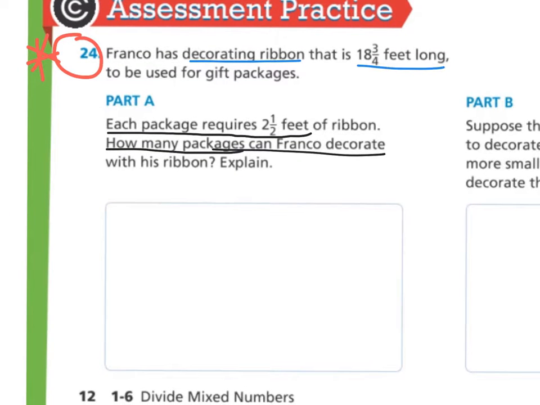So for this problem, similar idea. We have 18 3/4 feet to work with, and we want to divide it up into a bunch of 2.5 foot ribbons. So change to improper fractions first.